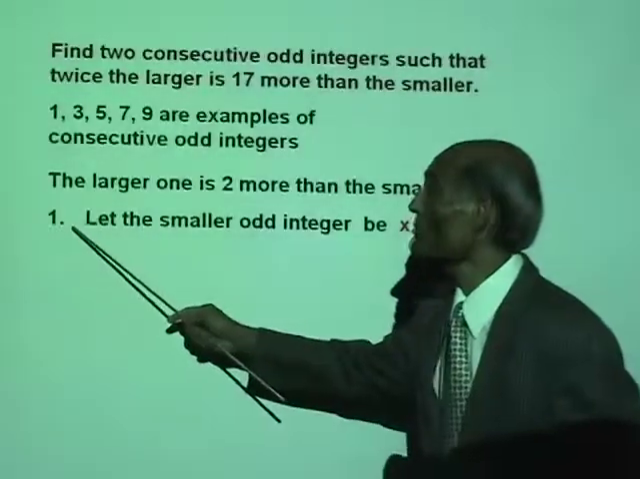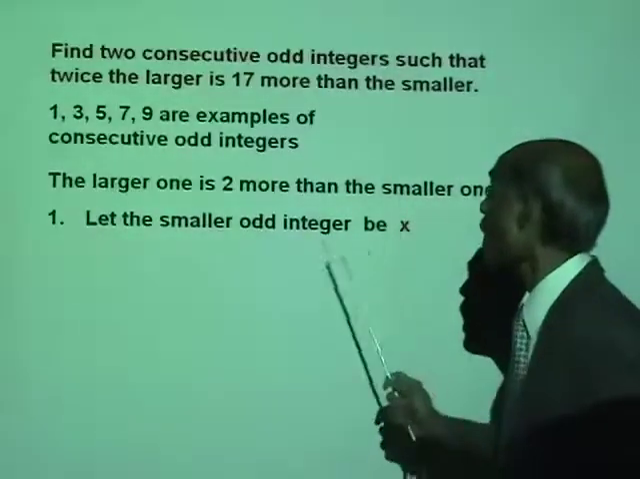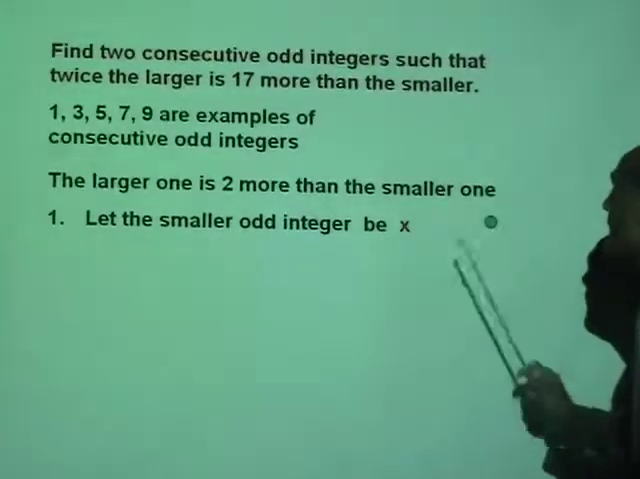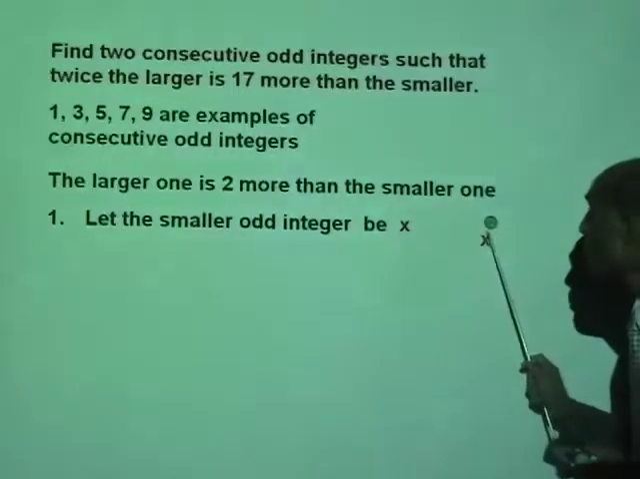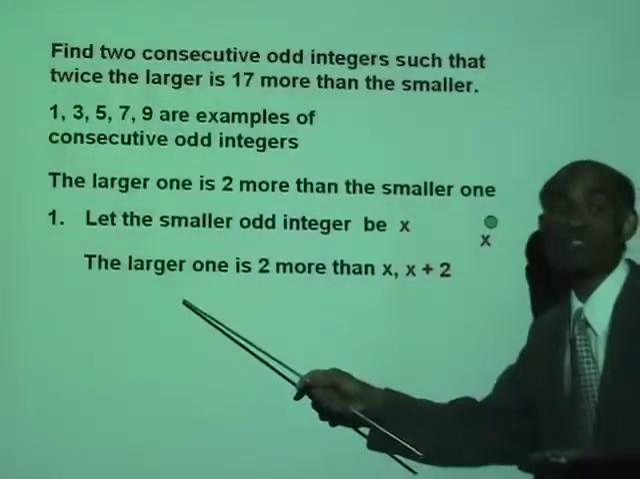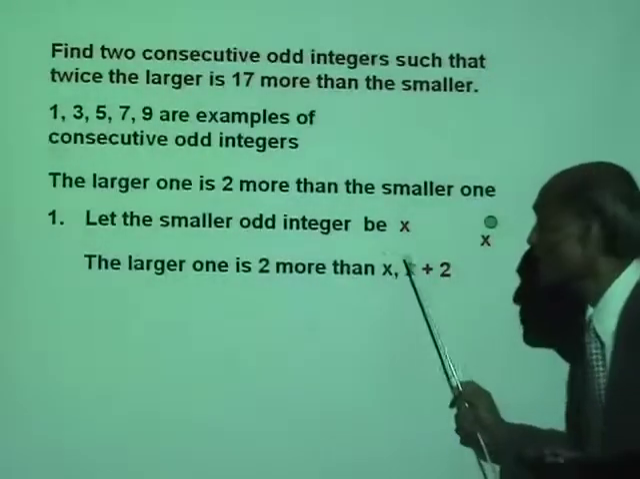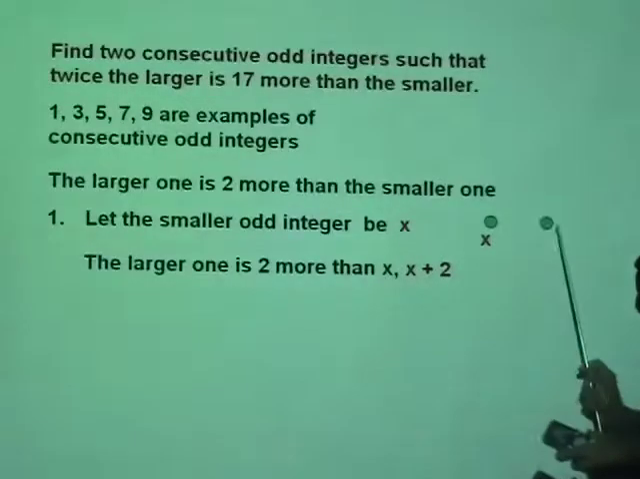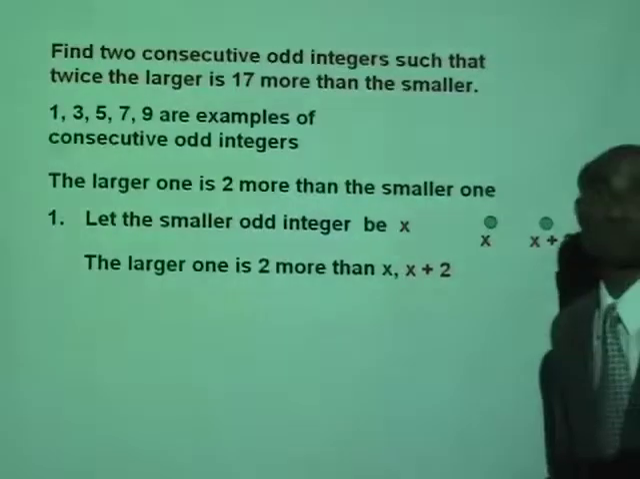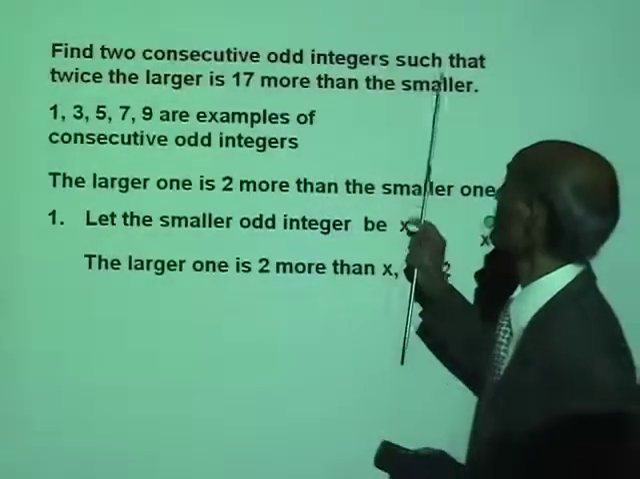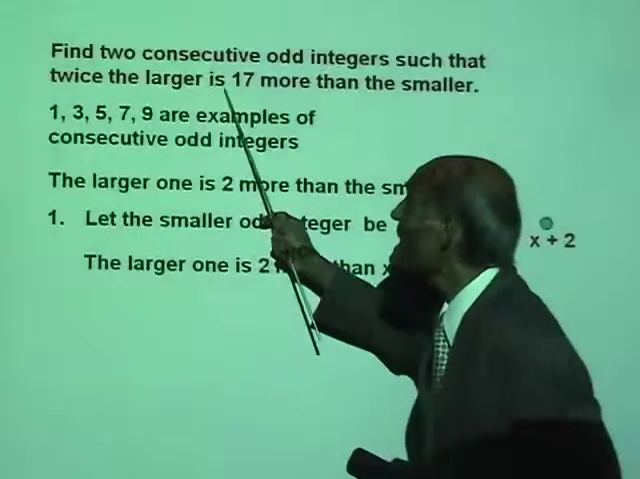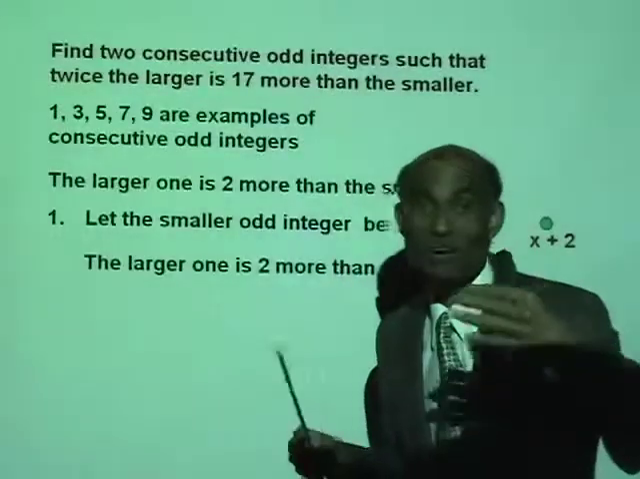So, we start the problem by saying, let the smaller odd integer be called x. There you are. Make a diagram like this. This is the smaller of the two odd integers, and that is x. Then the larger one will be 2 more than x, and that will be x plus 2. There you got the second odd integer, that is x plus 2. Now, what does it tell you? Twice the larger. This is the way you're going to now set up the equation.